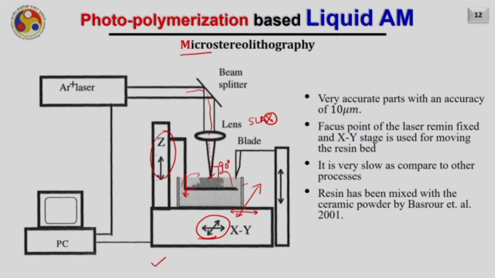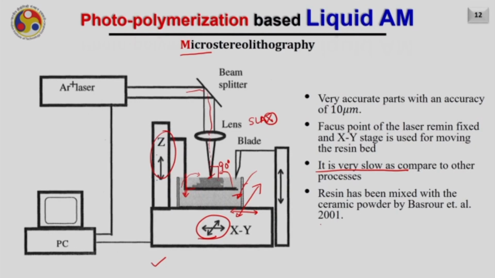However, the process is very slow as compared to the other processes we discussed so far for SLA. It is because here you are moving the liquid bed. Moving a liquid bed may not be a very wise decision. It is because when you move the liquid bed, there may be chances of producing waves in the photopolymer liquid tank. However, it can be reduced by moving the XY table with a very low speed, but this we will do with a compromise in the productivity.